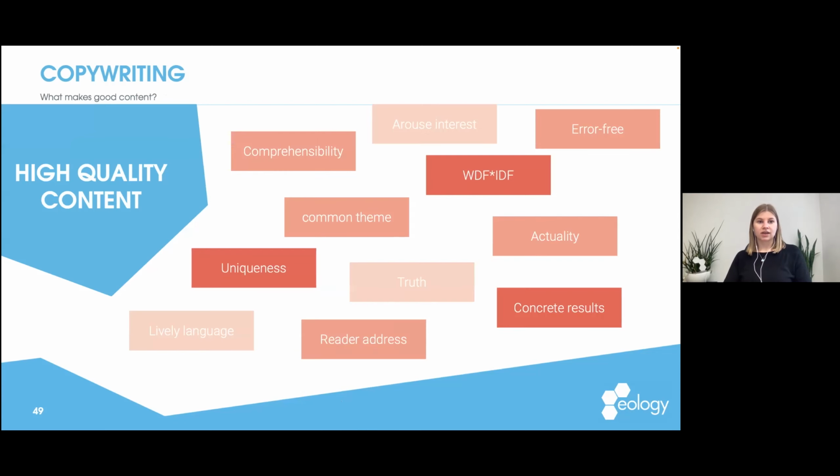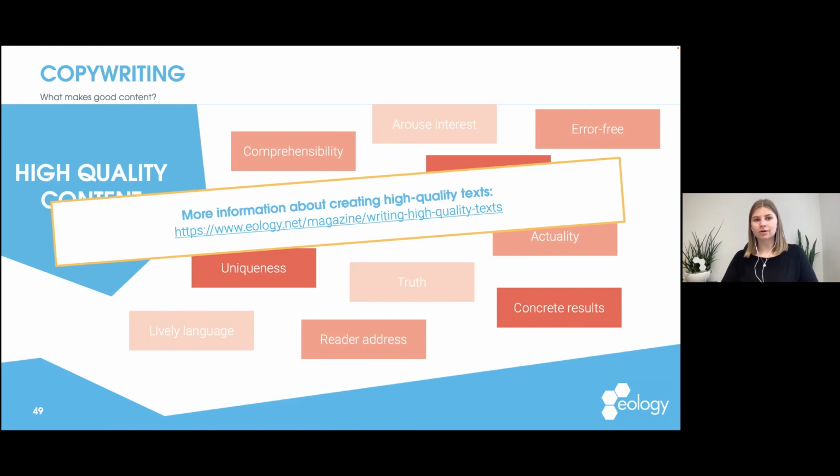Of course, what makes good content, what makes high quality content? We have some bullet points here. It's comprehensibility, it's error-free, the actuality, the current theme, the reader address, uniqueness, concrete results, the truth, whatever. It's a lot of points. So if you need more information about creating a high quality text, just check on your magazine on elg.net, where we have an article about writing high quality texts.